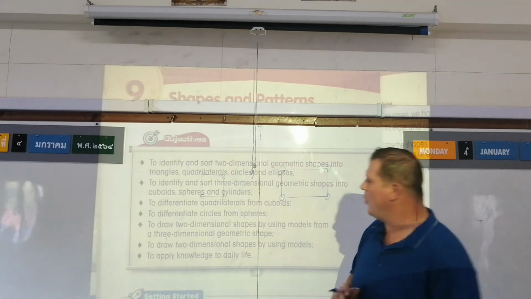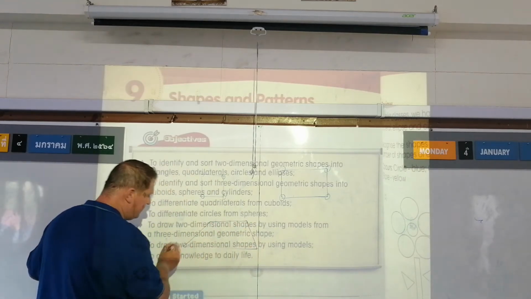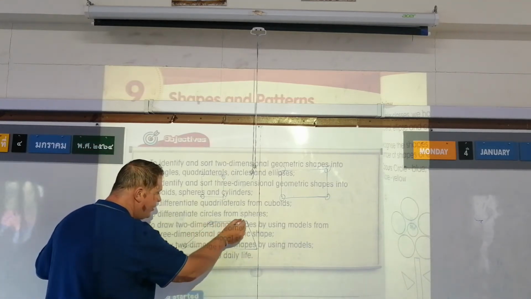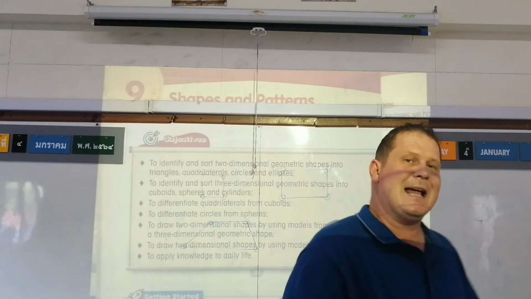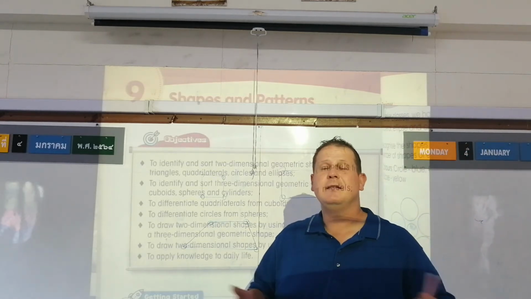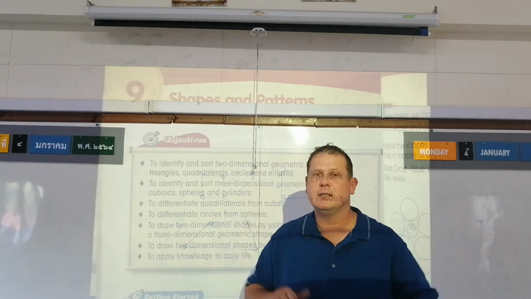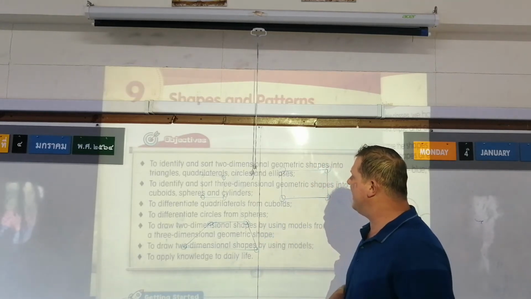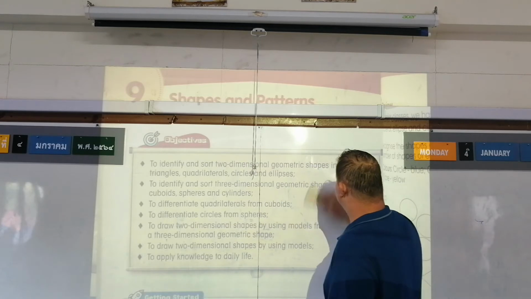Anything with four corners, guys. This one. Quadrilateral. Four corners. One, two, three, four. So anything that has four corners is a quadrilateral. All right? Then you get things like hexagons. Hex, six. All right? Then you get things like octagons. Eight. All right? But let's not worry about that too much for now. For now, we're looking at triangles, quadrilaterals, circles, and ellipses.